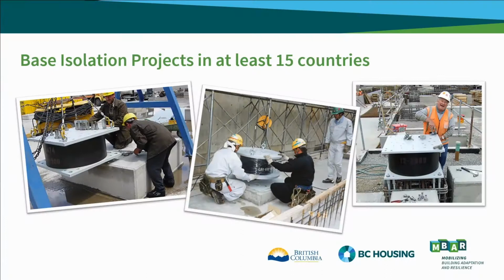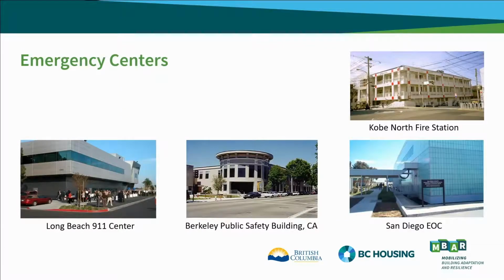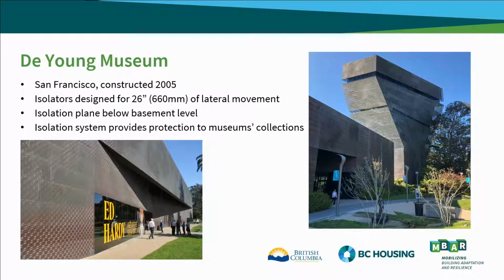So base isolation projects have been done in at least 15 countries for over 30 years now. So it's proven and it's being done. This just illustrates a few examples of the types of buildings that are being isolated. These are a couple of hospitals in the US and in Japan. Emergency centers are common buildings to be isolated, some facilities in the US and Japan. A few examples of housing and a museum in Japan that are base isolated.